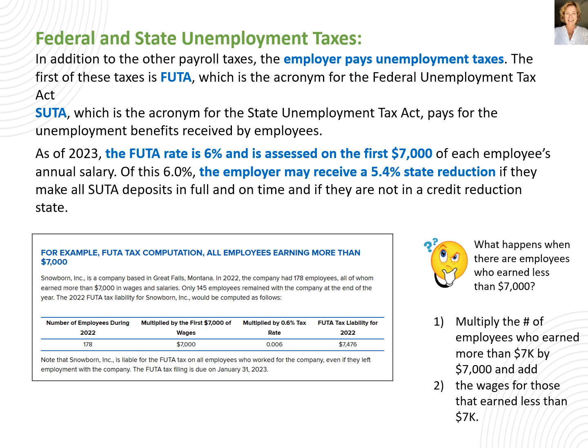So in this case, we multiply 178 employees times $7,000 times the rate of 0.6%, which is the full tax rate of 6%, less the state reduction of 5.4%, for a total FUTA tax of $7,476. Now, what happens when there are employees who earned less than $7,000? We would multiply the number of employees who earn more than $7,000 by 7,000, and add the wages for those that earned less than $7,000.